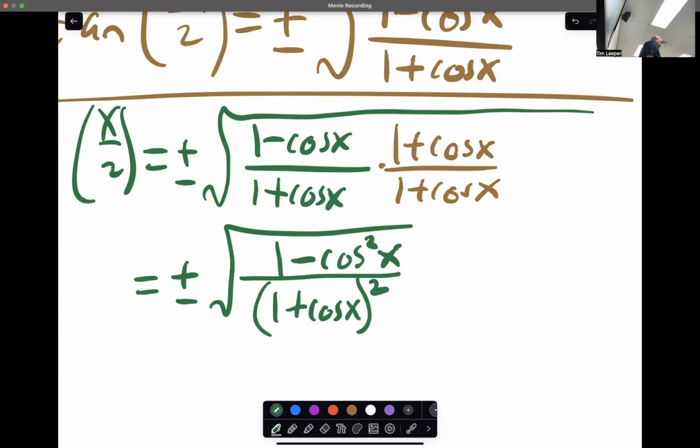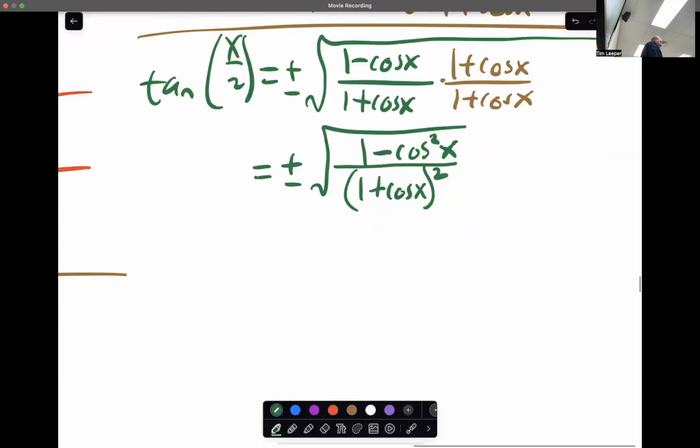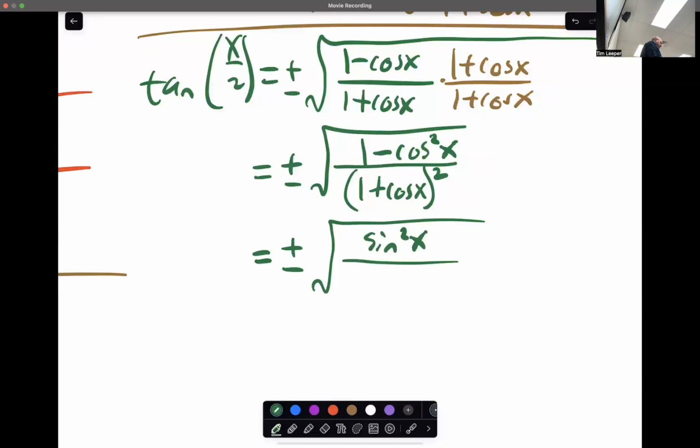Now, why has that helped me? Well, look at the numerator there. In that numerator, it's 1 minus cosine squared. What is 1 minus cosine squared? Oh, it's sine squared. 1 minus cosine squared is sine squared, right? So we have plus or minus here, and we have that big square root of sine squared of x all over parentheses 1 plus cosine of x all squared. Good deal.